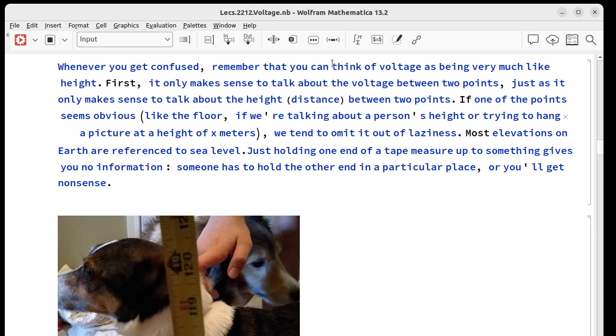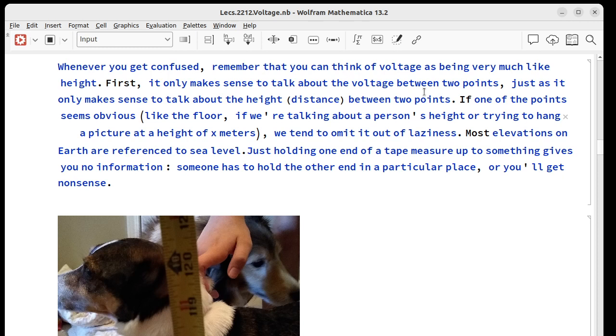If you get confused, the thing to remember is you can think of voltage as being a lot like height. First of all, it only makes sense to talk about the voltage between 2 points, just like it only makes sense to talk about the height or distance between 2 points. A lot of times we'll leave off what the other point is if it's obvious. If we're talking about a person's height, we all know we mean the floor is our 0 point, and we're just looking at the height of the other point above that, and a lot of times we'll leave that out.